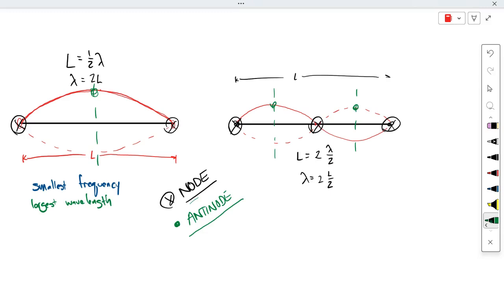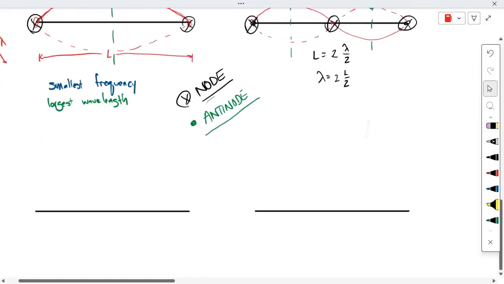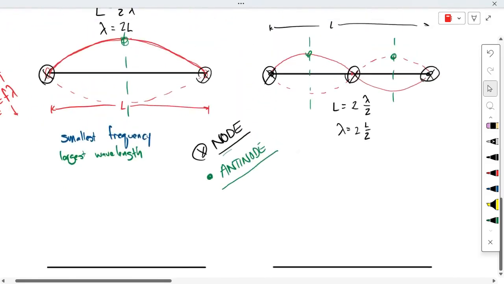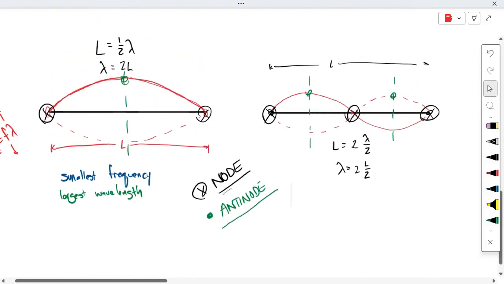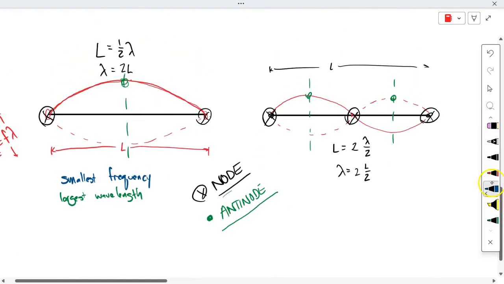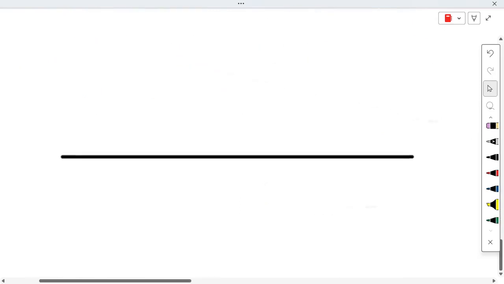Fine? Well, guess what? There are, theoretically, an infinite number of ways we could meet this criteria, where at the end of a string we have to have the string physically held down. So we have to have a node at this end, a node at this end, and a node at this end.